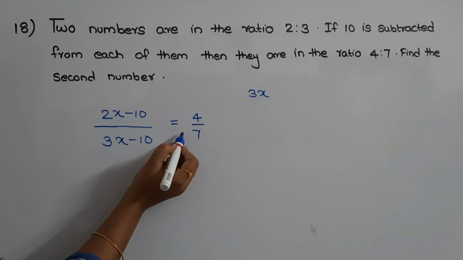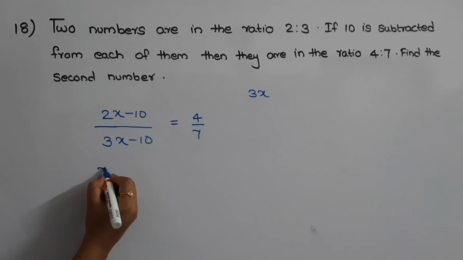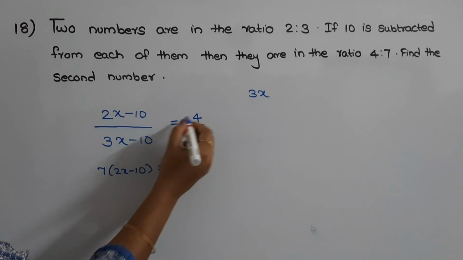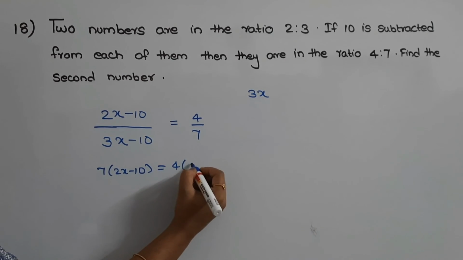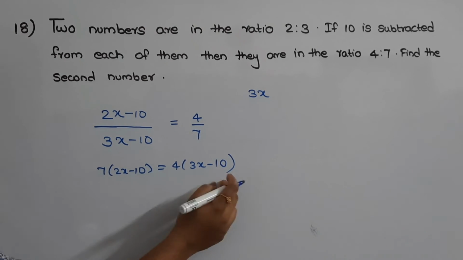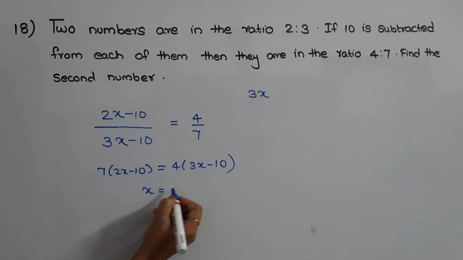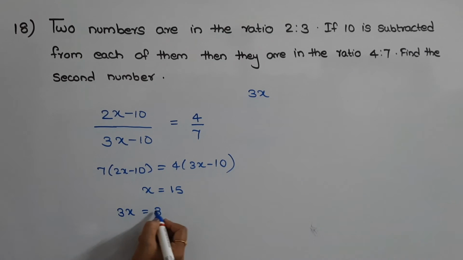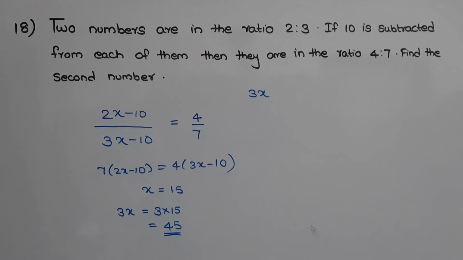Now on cross multiplying, we will get 7 into (2x minus 10) is equal to 4 into (3x minus 10). On solving this, we will get the value of x as 15. Then the second number is 3x, that is equal to 3 into 15, that is 45. So this is the answer.